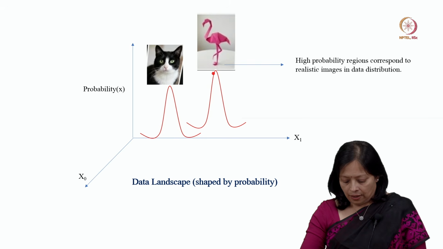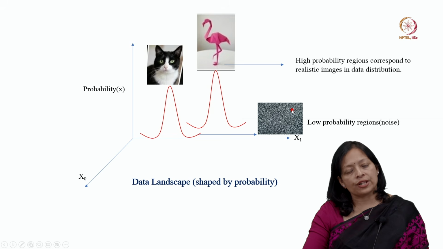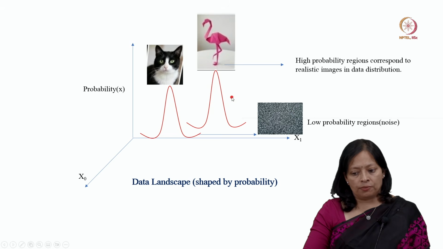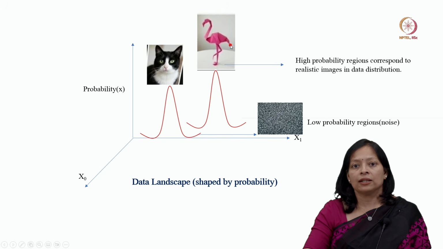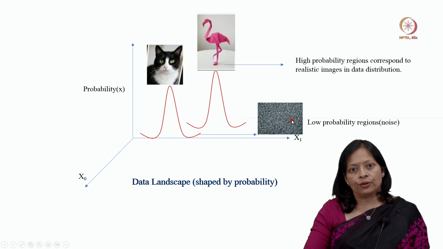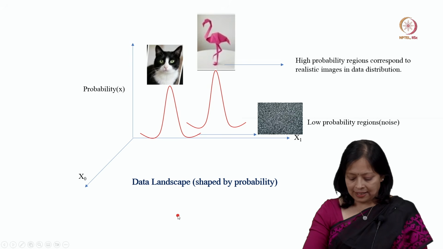Okay. Now, there are some spaces where there is a low probability region. That low probability region is basically your noise, which is unstructured data. So, regions of higher probability correspond to structured data, which are realistic looking images, and regions of low probability are your noise, which is unstructured data. So, this is the data landscape.